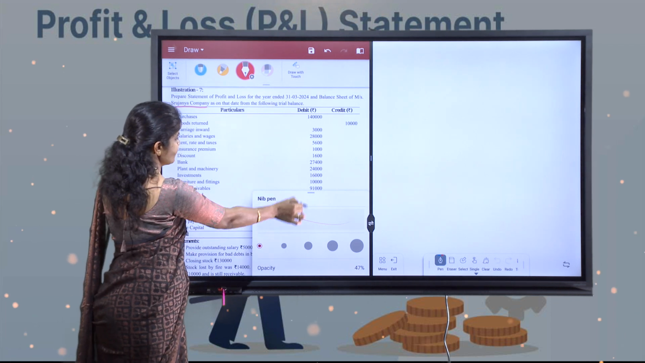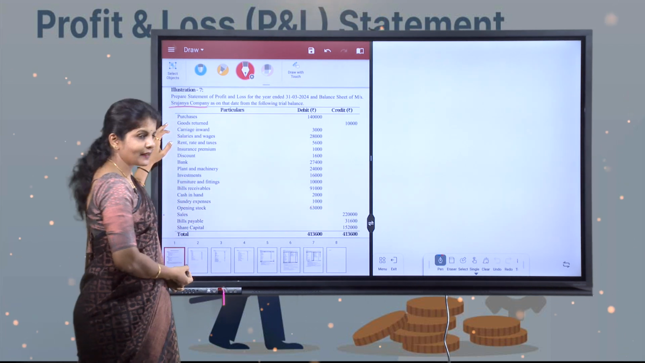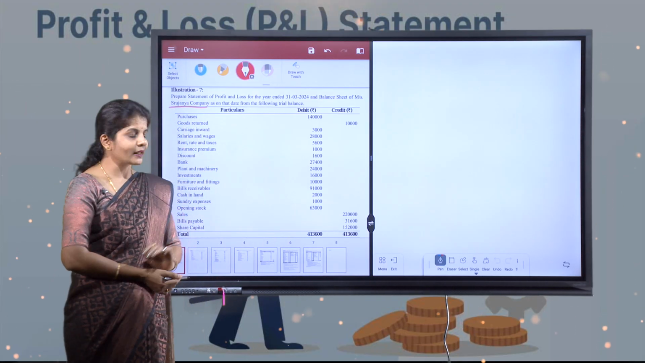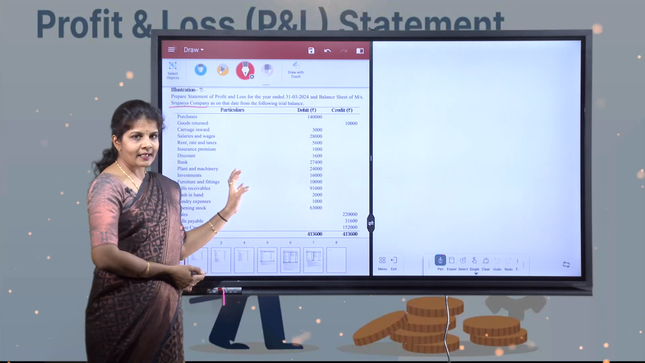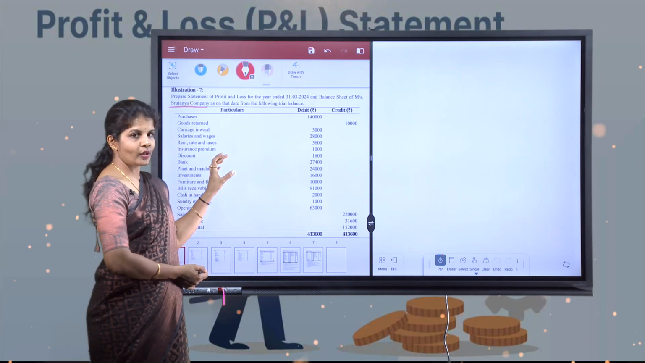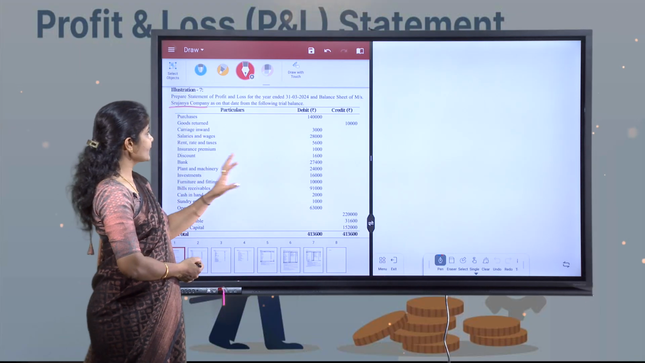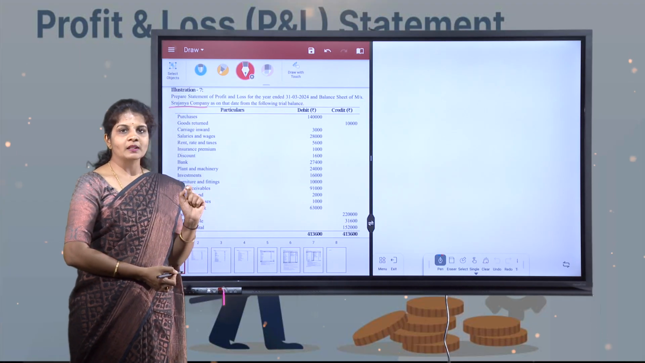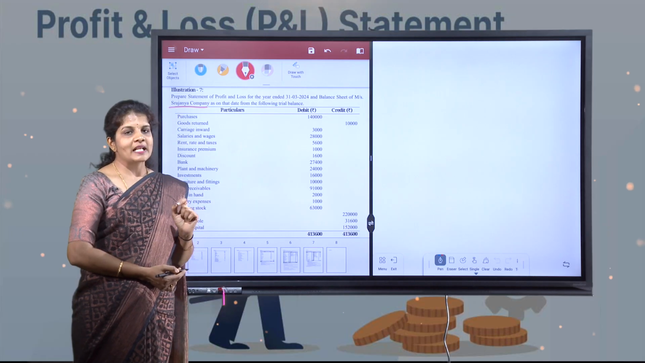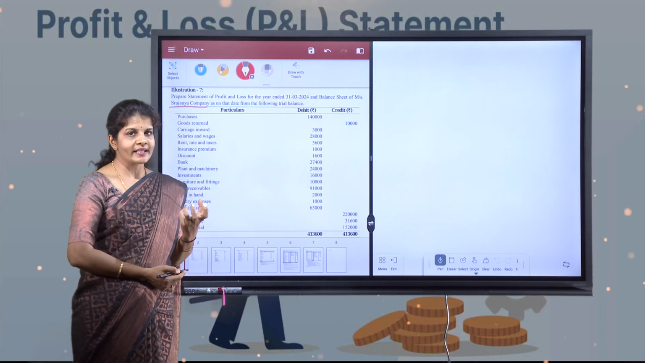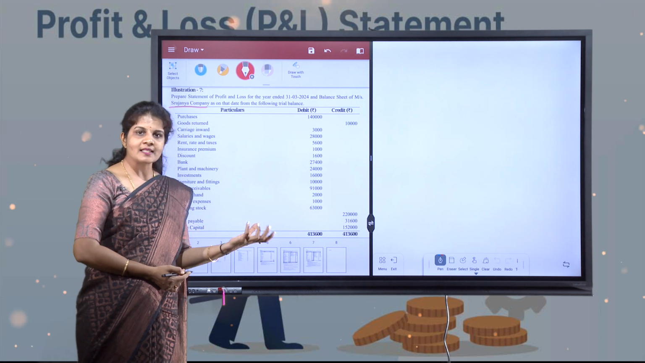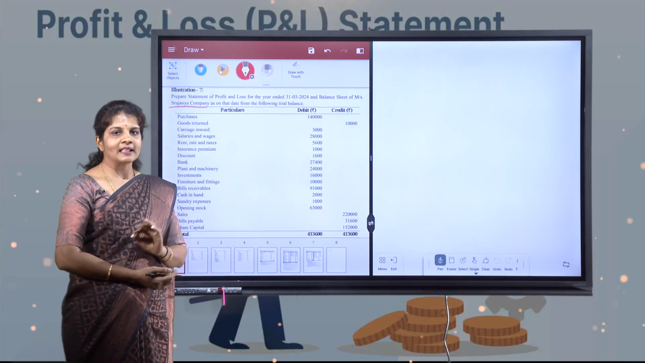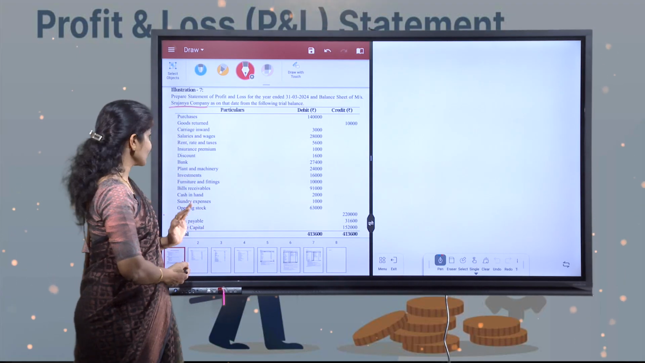Purchases, we have 1,40,000. Here they have given the debit as well as the credit side of the trial balance. So this way of preparing the statement is called a trial balance, where we have debit information and credit information. As per the golden rules of accounting, debit balances can be either assets or expenses, and the credit balance is always the incomes or the liabilities. That we should keep in our mind.